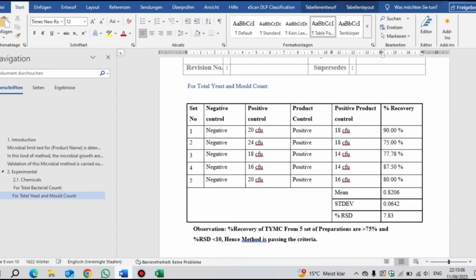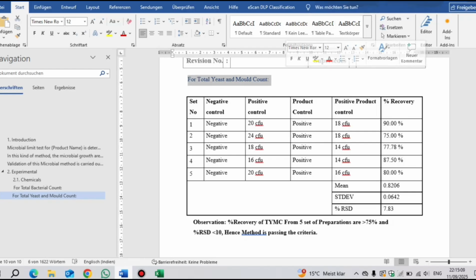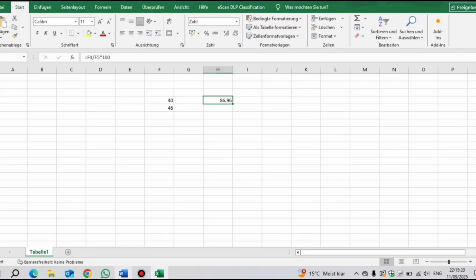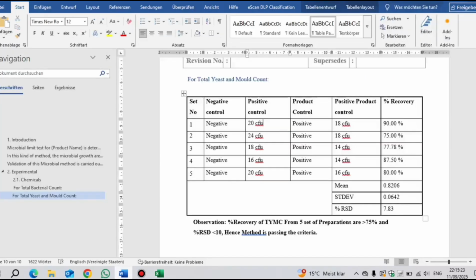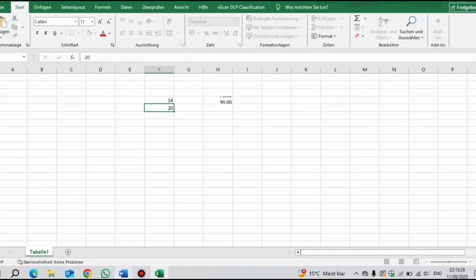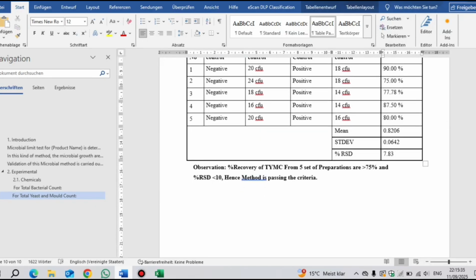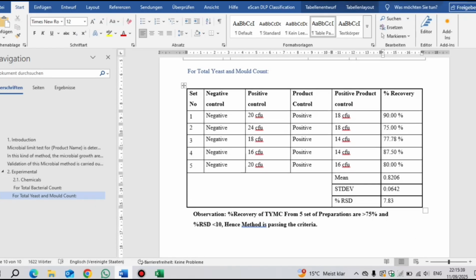Likewise, for total yeast and mold count, negative control is as usual negative, and positive control I just mentioned as random numbers. Product control is always positive. Positive product control I also mentioned as random numbers, and we can find recovery like in the bacterial count above. Positive product control upon positive control into 100 means 18 divided by 20, it's 90%, and 18 divided by 24, it's 75%. So likewise we find all the recoveries and also find the RSD. So it's also about 75 or above and the RSD is less than 10. So the total yeast and mold count also complies.